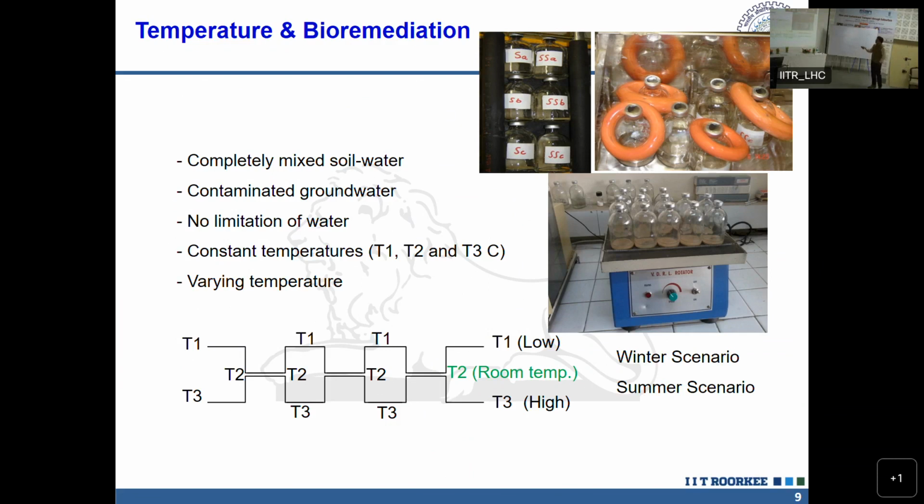To check this impact of temperature on bioremediation technologies, we assembled these microcosm experiments, batch experiments, completely mixed systems. We have taken 3 temperatures, T1, T2, and T3. T1 represents a low temperature, let's say the winter scenario. T2 is room temperature, representing our autumn or spring season. And T3 is high, representing the summer season. So we kept T3 at 30 degrees Celsius, T2 at 21 degrees Celsius room temperature, and T1 at around 10 degrees Celsius.